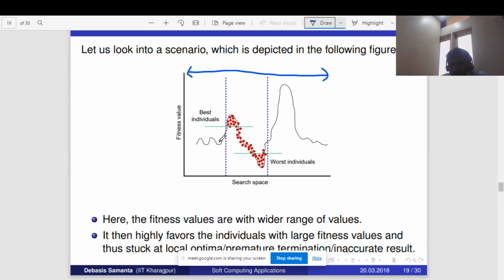Let us assume that we want to identify the optimal solution. If you see this point, this is an optimal solution, but this is a local optimal. This is a global optimal. This is the overall problem space, the solution space. The solution lies in this space.